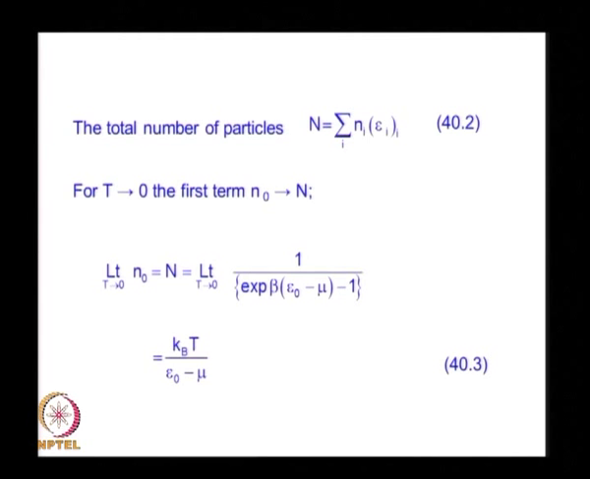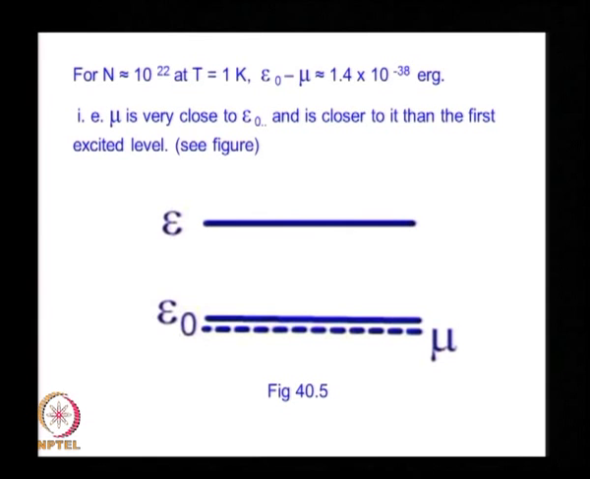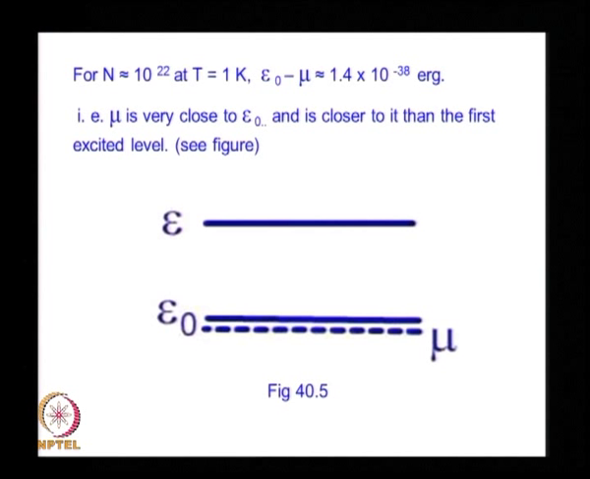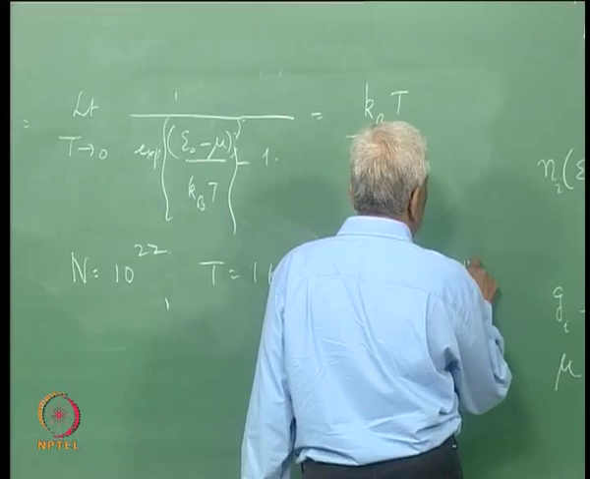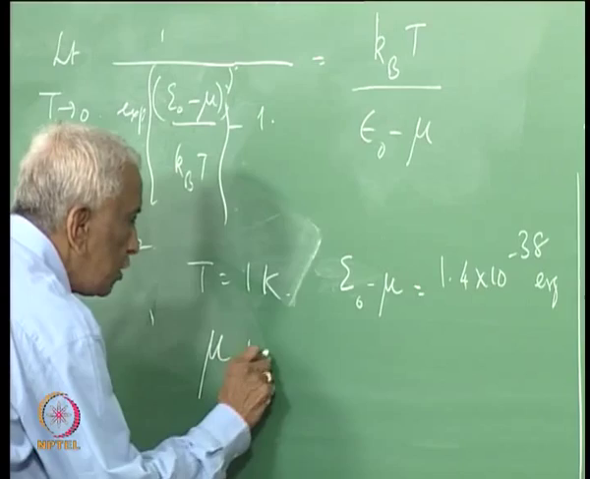So far, N is equal to 10 to the power 22, the order of Avogadro number, at T equal to 1 K. We can easily verify by substituting here that E_0 minus mu is 1.4 times 10 to the power minus 38 erg, which is an extremely small number. That is, mu is very close to epsilon naught, the ground state energy.